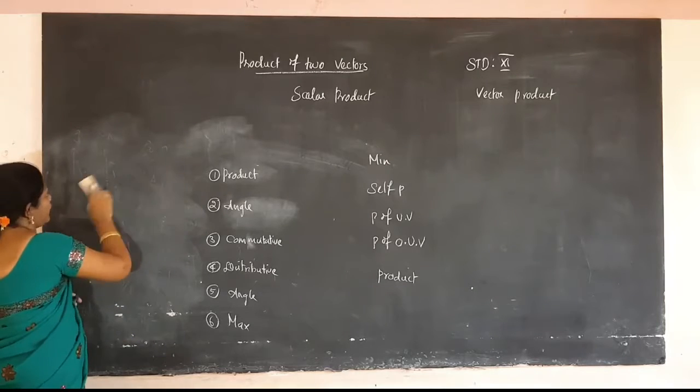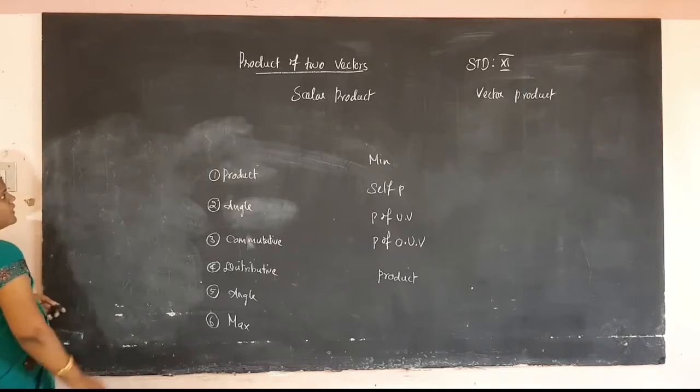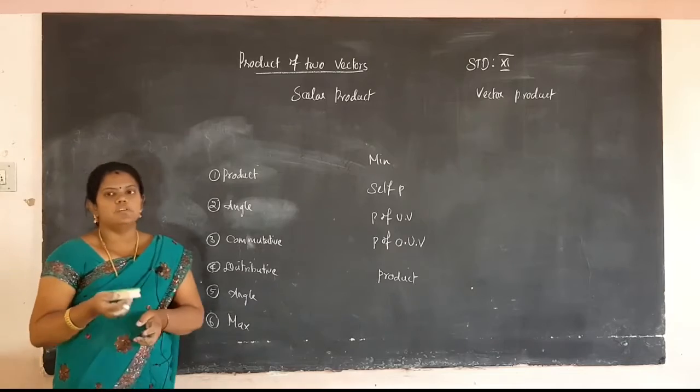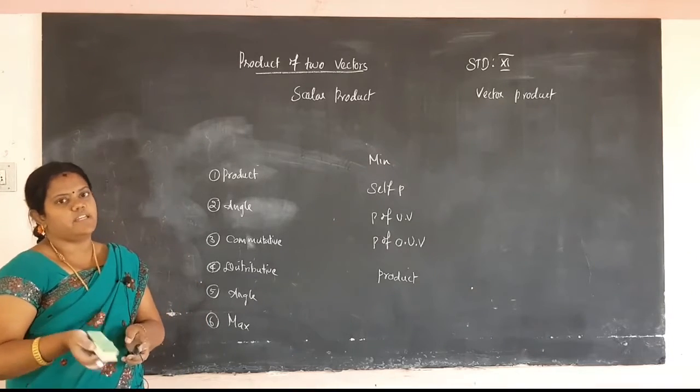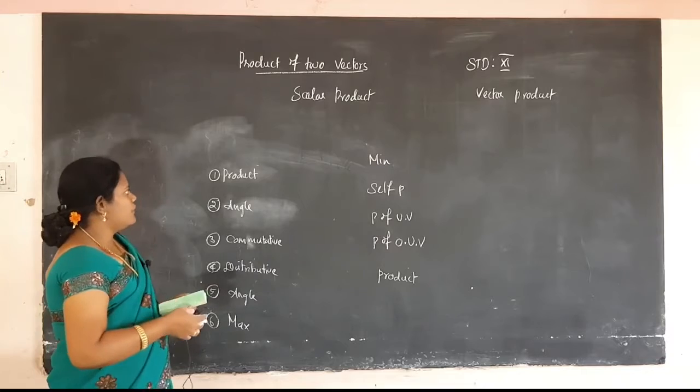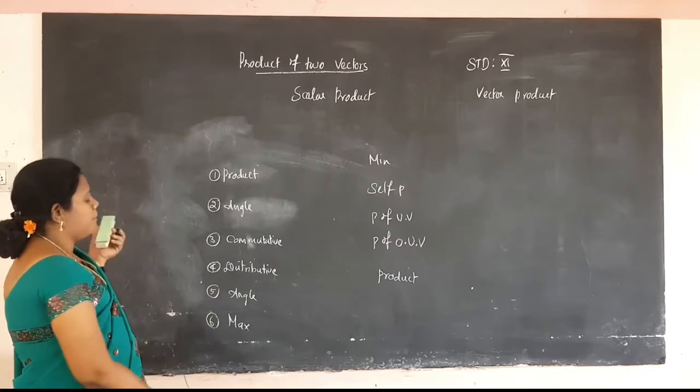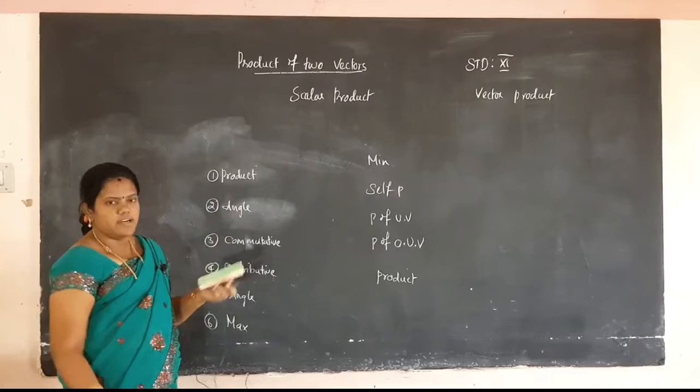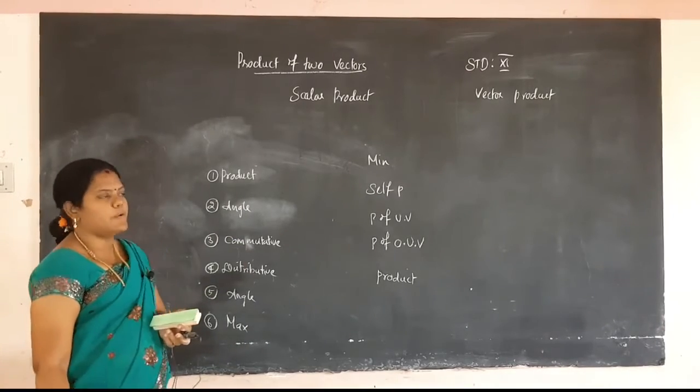What is the meaning of scalar product or vector product? We talk about the scalar product and the vector product. How will you define the scalar product and the vector product? First, the scalar product. So what is the formula? What is the theorem used to explain the scalar product?